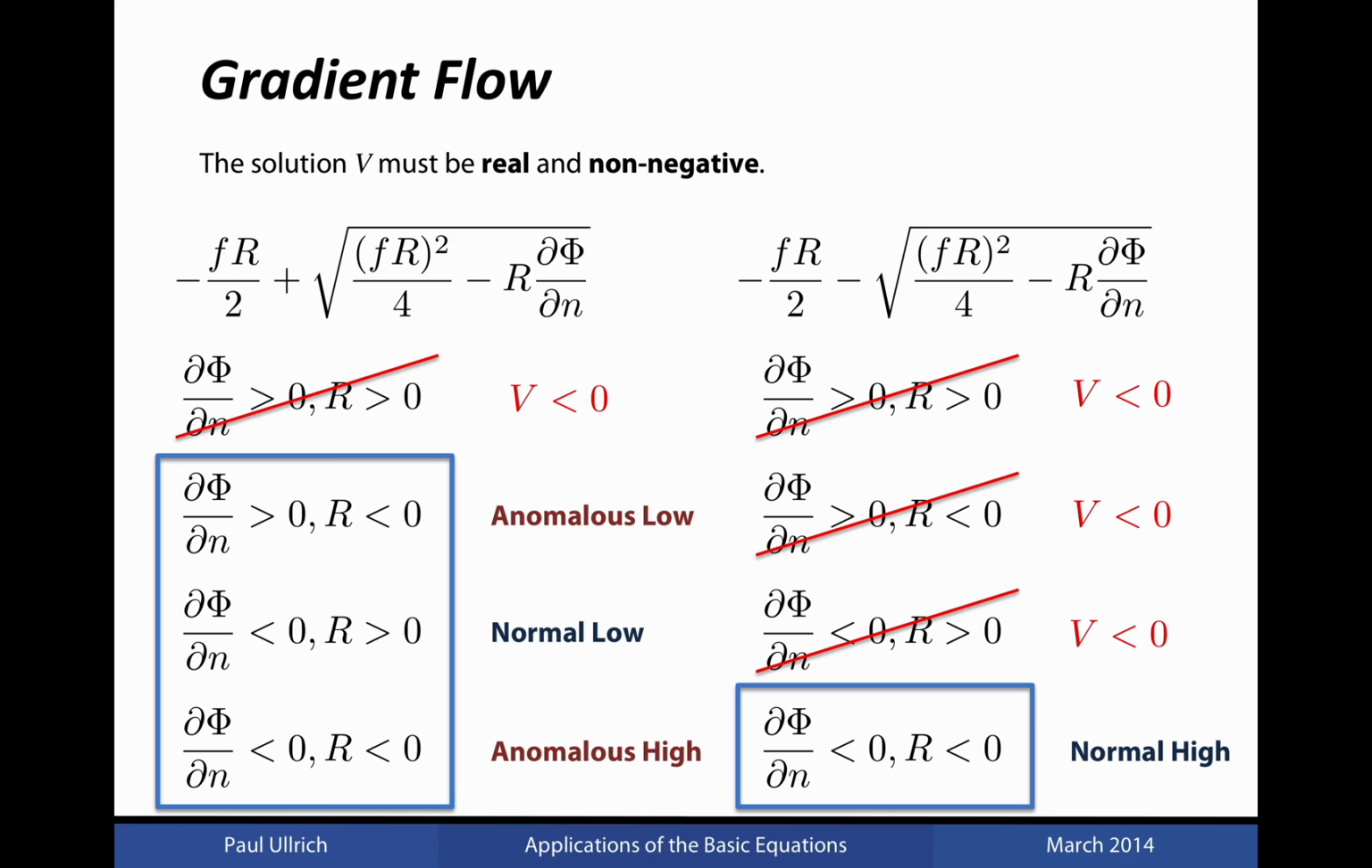In the normal low case, it's associated with a derivative of the geopotential field in the normal direction which is negative, and a positive radius of curvature. For the normal high case, it is associated with a negative derivative of the geopotential height in the normal direction and negative radius of curvature. For the anomalous low case, we have a positive derivative of the geopotential height field in the normal direction and a negative radius of curvature. And in the anomalous high case, both signs are also negative.